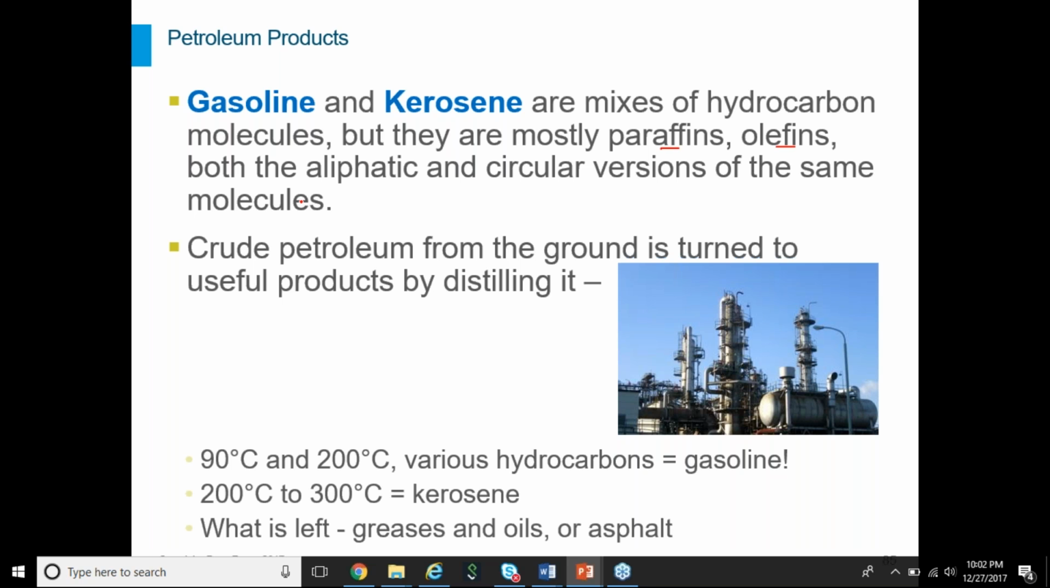And then what's left after that at the bottom is going to be lubricating greases and oils and paraffin waxes or asphalt, depending on what type of crude petroleum went into it. You could have different things left at the end. So that's how they get a whole bunch of different things out of petroleum. And that's why it's in this hydrocarbon section, because all of the things that leave it at 90 to 200 degrees and even up 200 to 300 are various hydrocarbons.